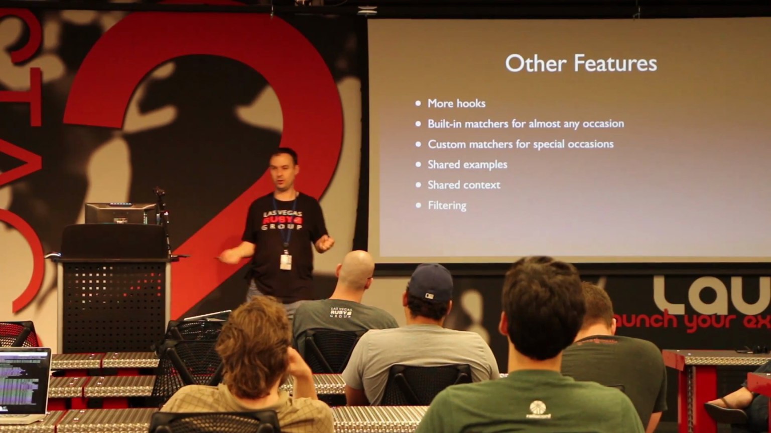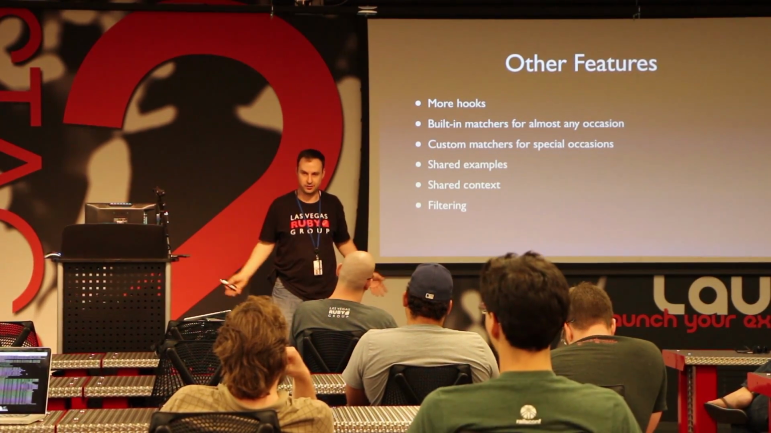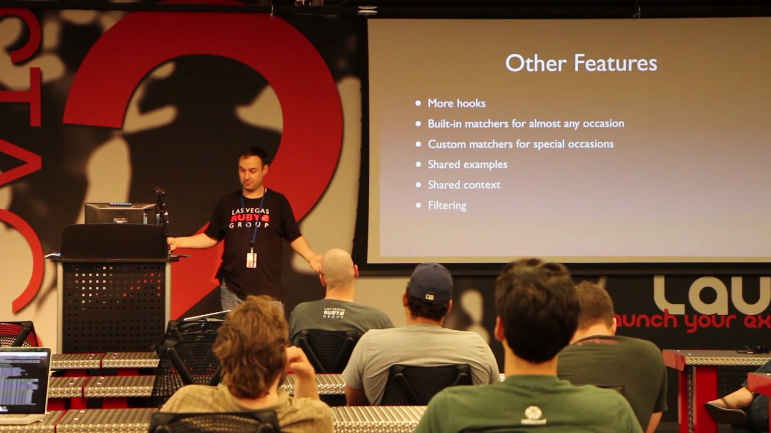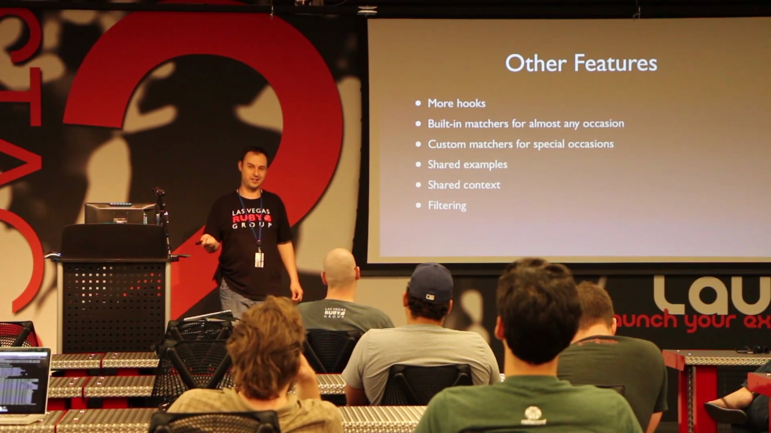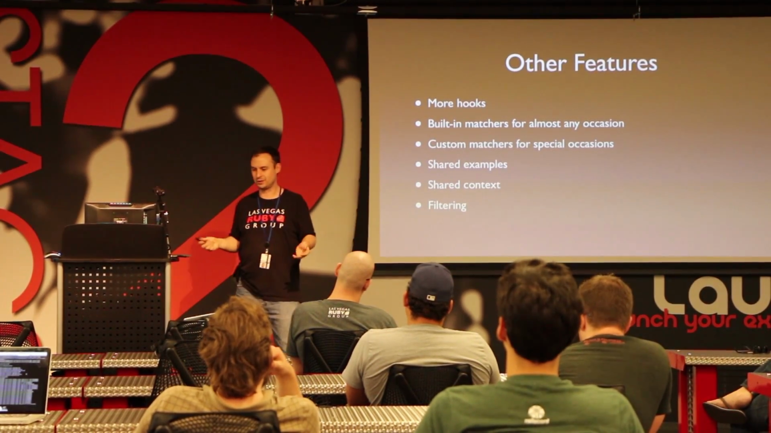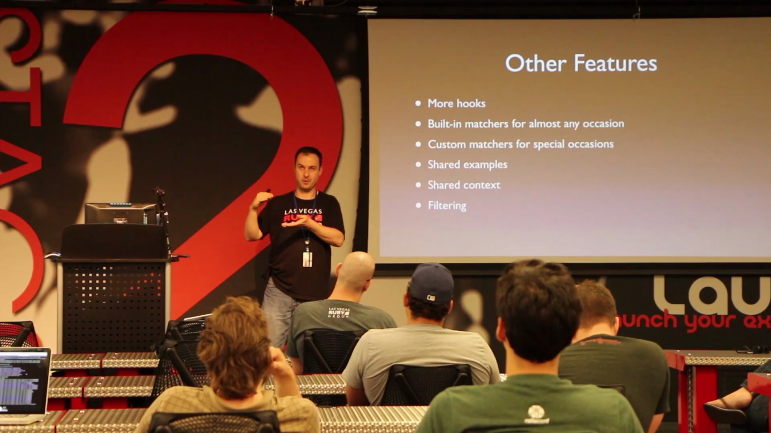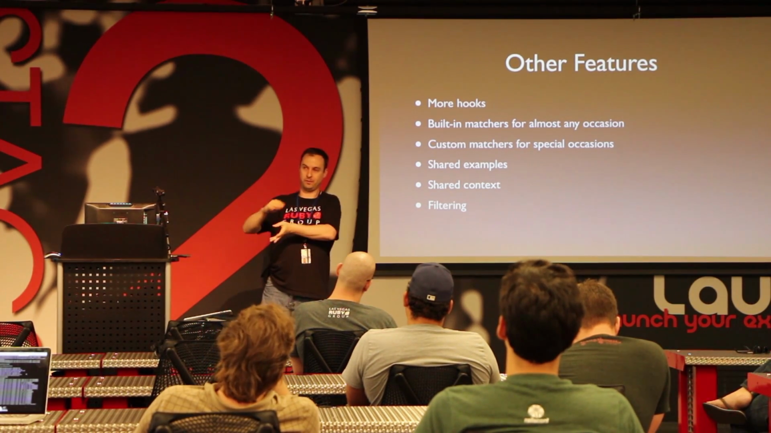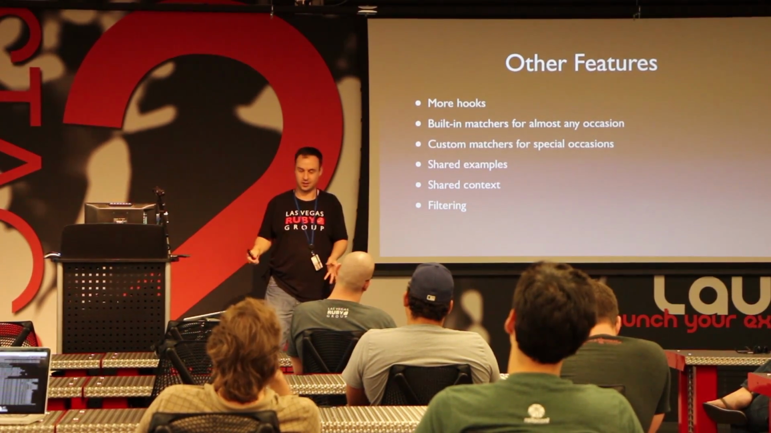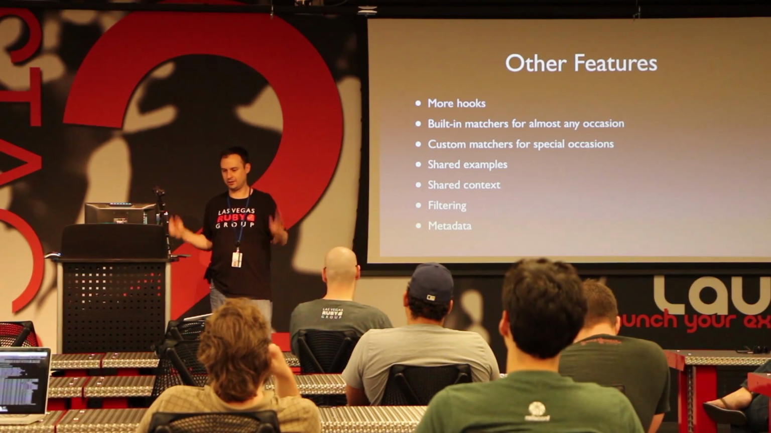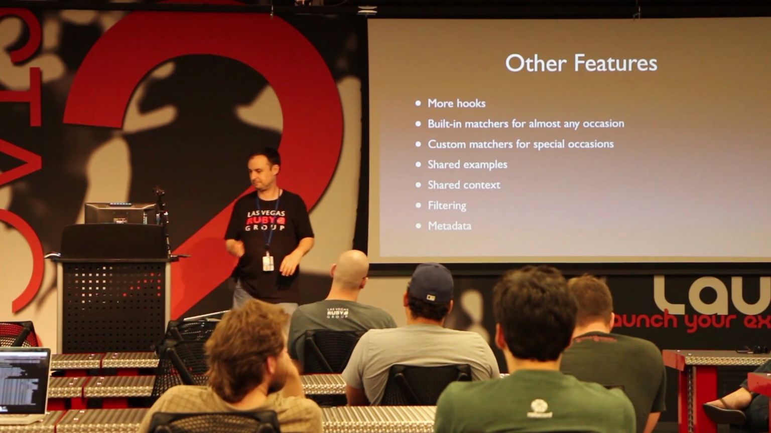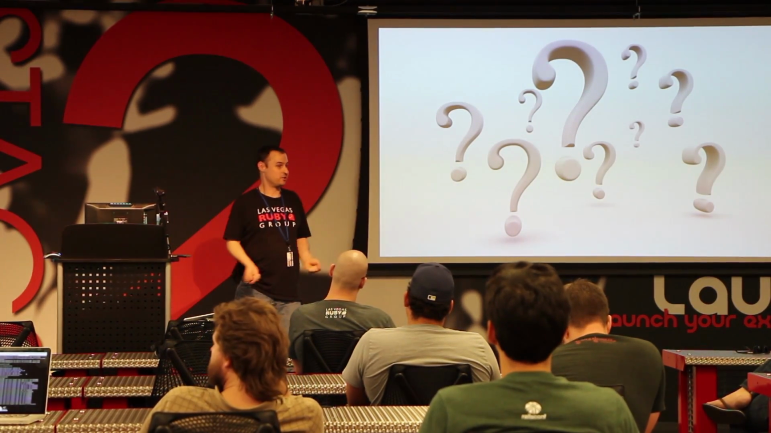Filtering is something you can use if your project gets really large and you have this humongous test suite that starts to take a while to run. Although you should actually be making tests faster, filtering lets you only run a certain set of tests. It's also useful for filtering out things that are not expected to pass yet because somebody else is working on those at the time. And finally, there's metadata that you can do all kinds of weird stuff with. Anyway, questions? What's metadata?